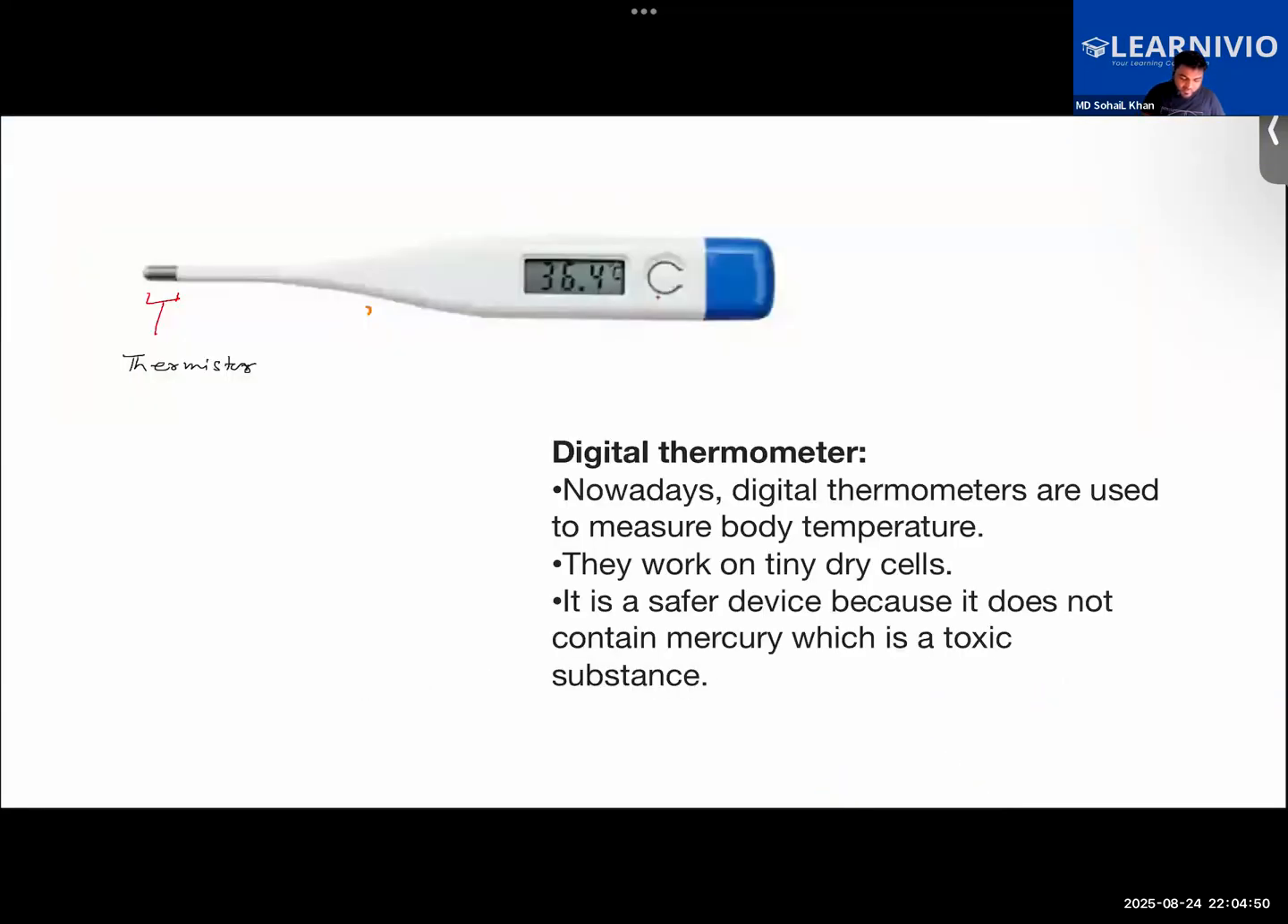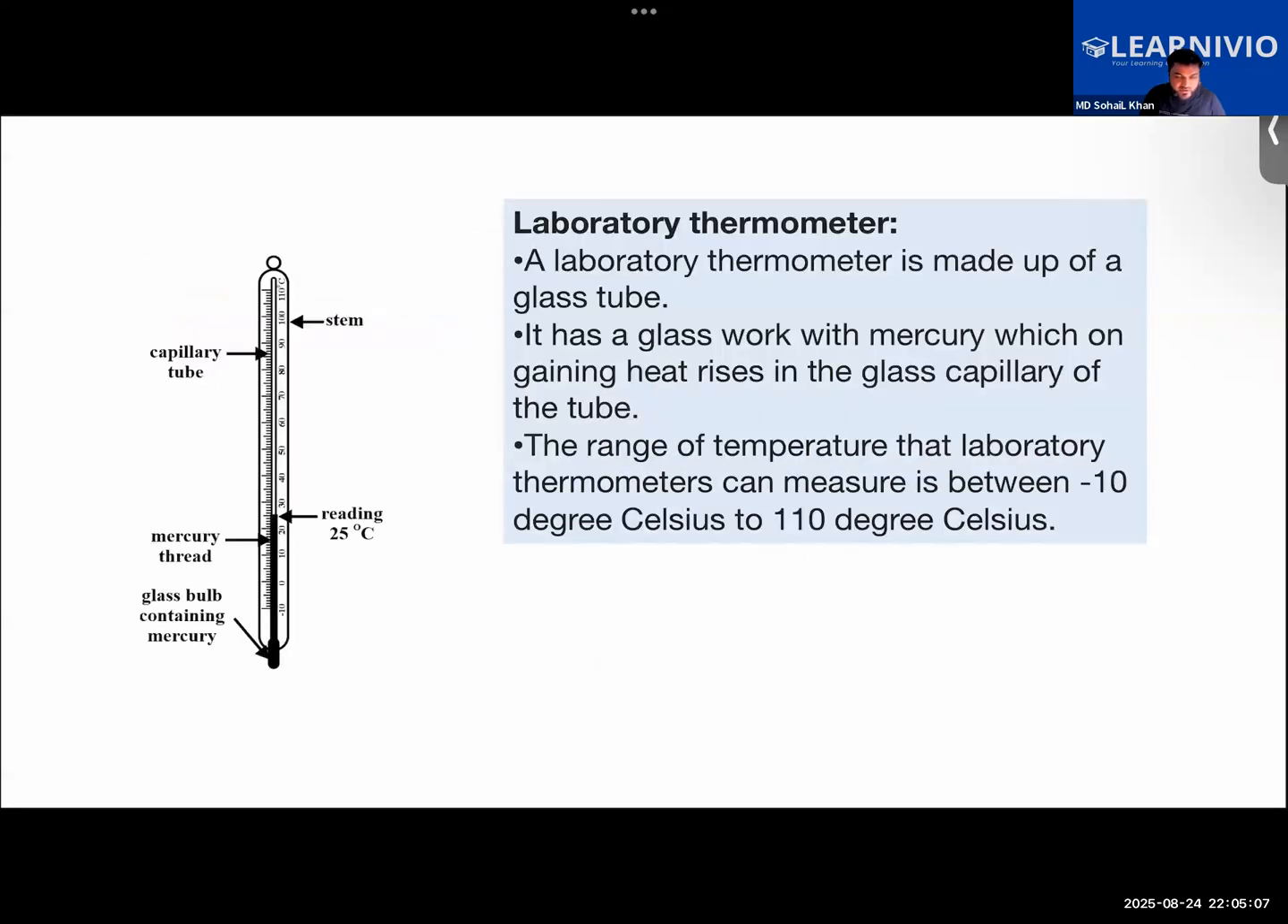Then we have the digital thermometer, which is a safer option. It does not break. It works on tiny dry cells. It is safe because it does not use mercury, but uses a very sensitive thing called a thermistor. It gives you a digital reading like this. It's accurate also, and can be used by anyone. You don't need any kind of training to use this.